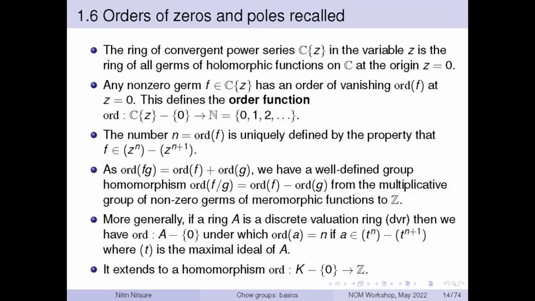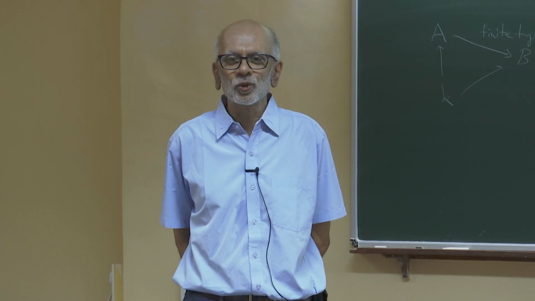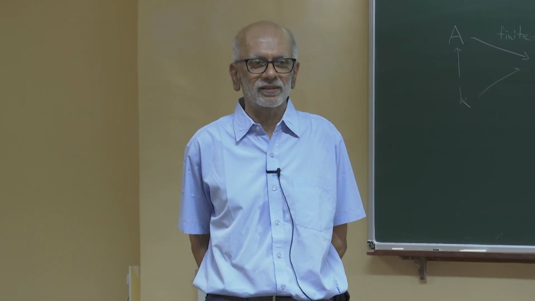Now we come to the heart of the matter, because this equivalence of cycles is going to be defined in terms of order of vanishing. So we want to talk of order of vanishing of functions. Now where do you encounter this order of vanishing first? For real functions, in doing real calculus, there is no such thing. You first encounter this when you do analytic functions. And the first time you do analytic functions is when you do complex analysis.